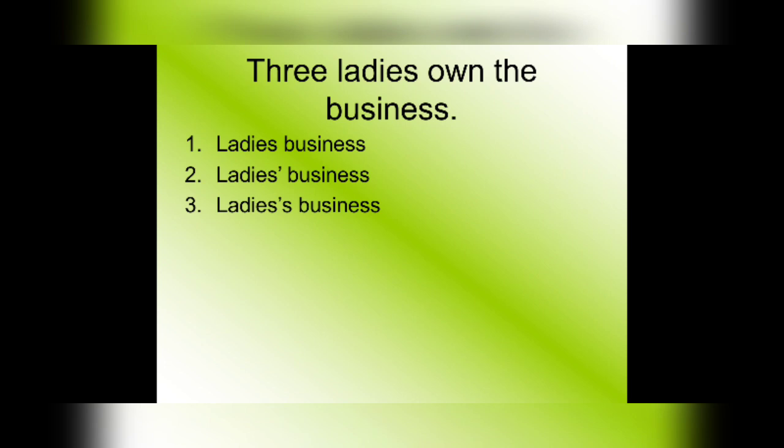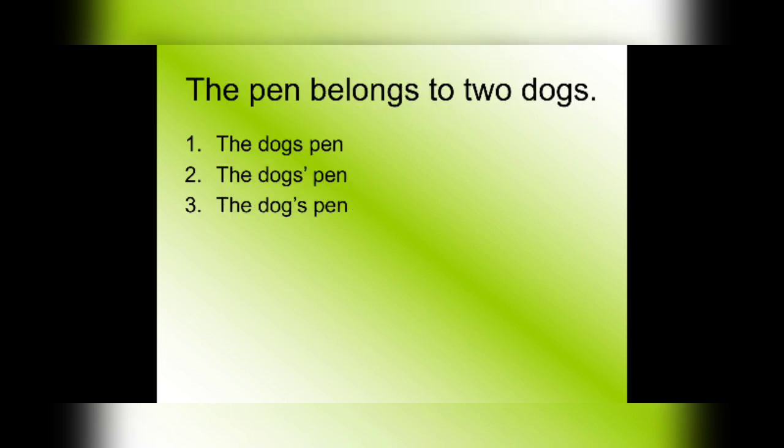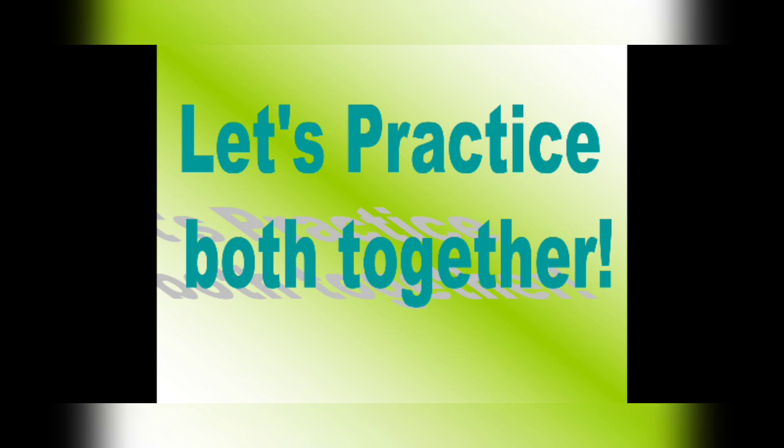Three ladies own the business. So what is your answer? Write down. We don't have to add s, we have to just write the apostrophe. Very good. So the answer is 2, ladies' business. The pen belongs to 2 dogs. So your answer will be the second again, the dogs' pen. You see it is so simple. We need to understand the singular and plural and then it will be very easy.